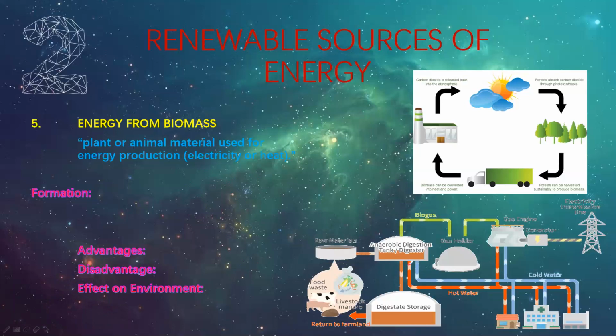That heat energy is then used to produce electricity. How? For example, hot water produces steam, steam is used to run a turbine, the turbine is used to run a generator, and then the generator produces electricity, as you know this process. So this is another form of renewable energy.